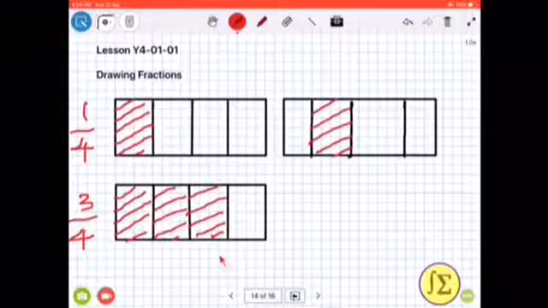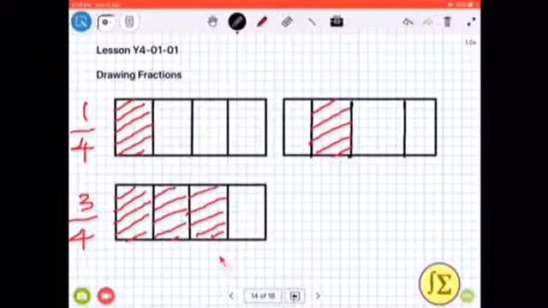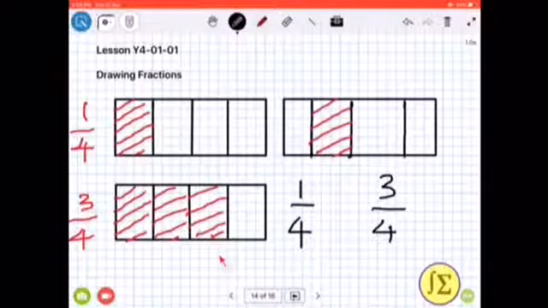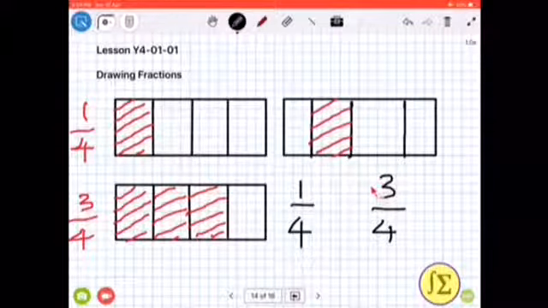We don't have to draw each time to determine which fraction is larger, right? All we have to do, we have 1/4 and 3/4. It's very simple. All we have to do to find out which fraction is larger is just look at the numerator. The condition is the denominator must be the same, right?